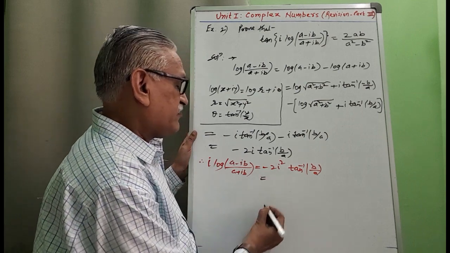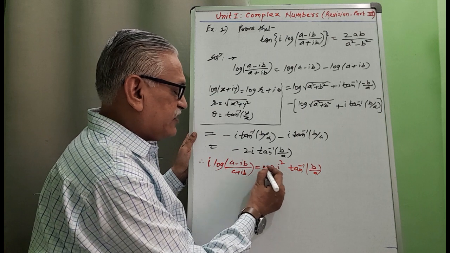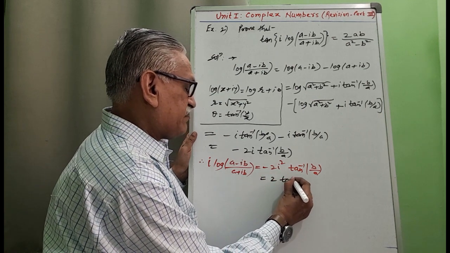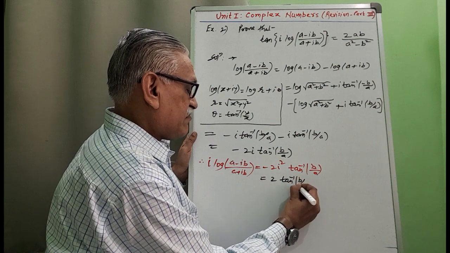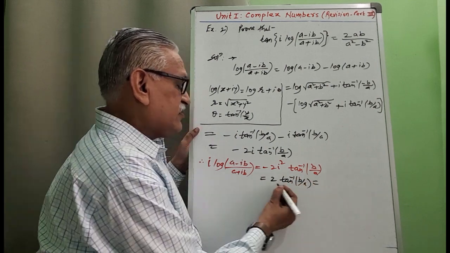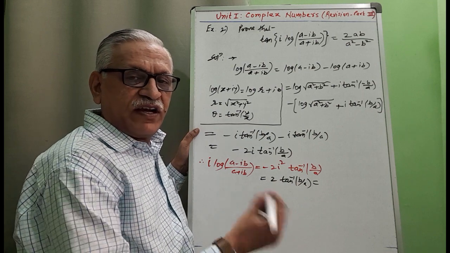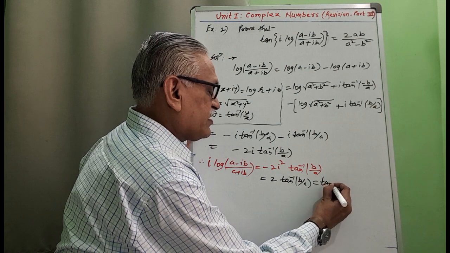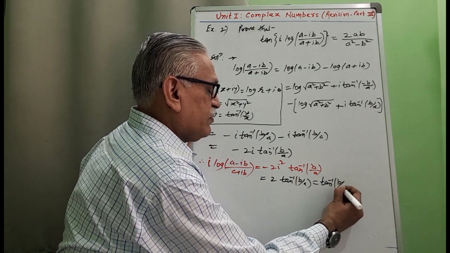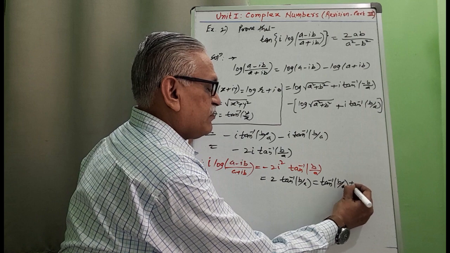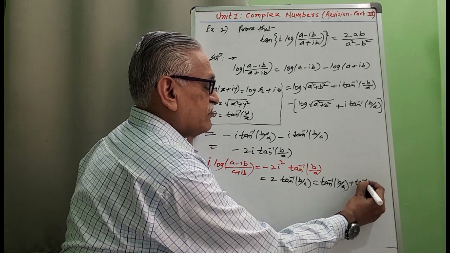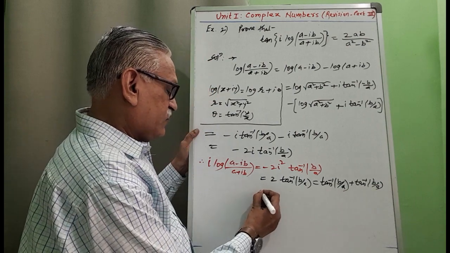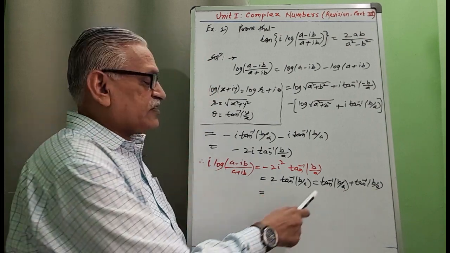Since i squared is minus 1, minus minus becomes plus, therefore it is 2 times tan inverse of b by a. Two times tan inverse of b by a we can write as tan inverse of b by a plus tan inverse of b by a, and that is equal to the standard result.